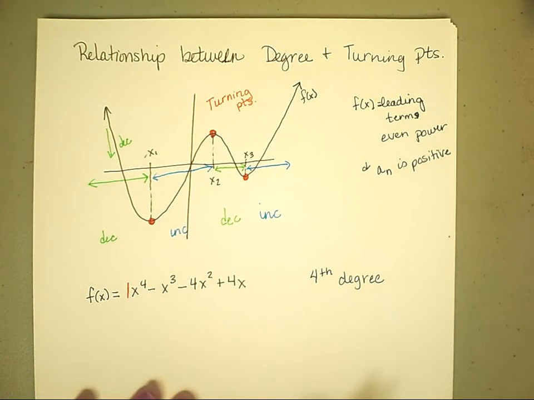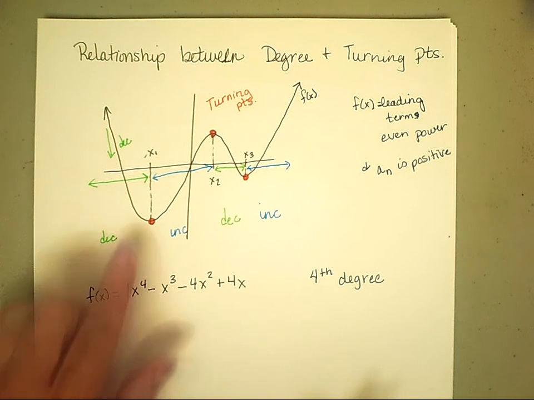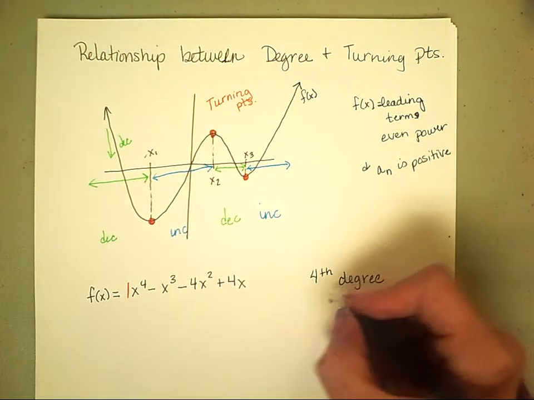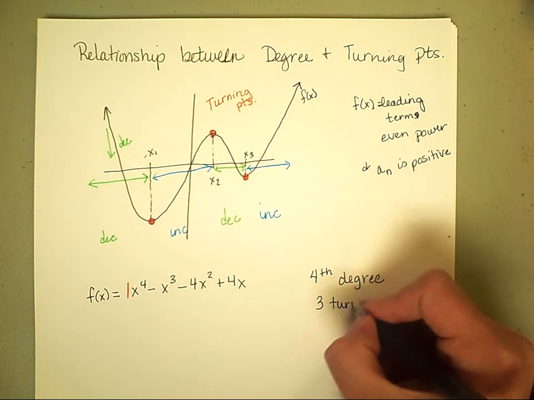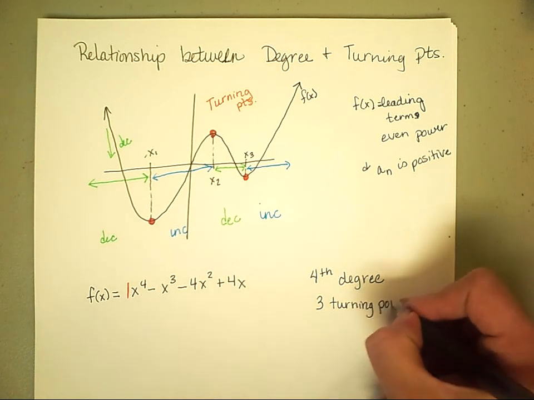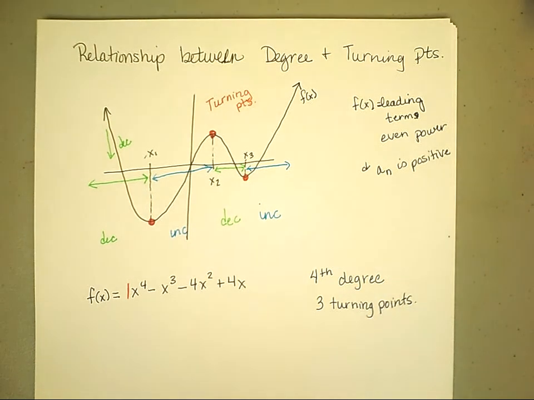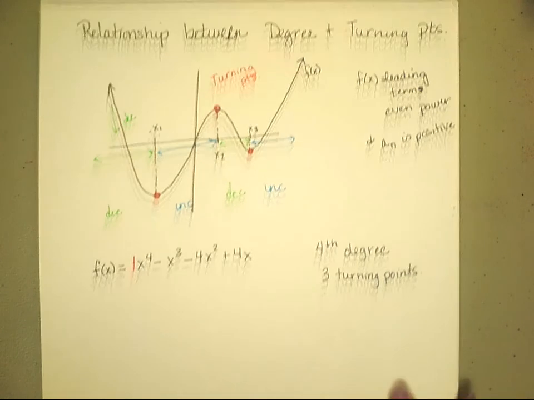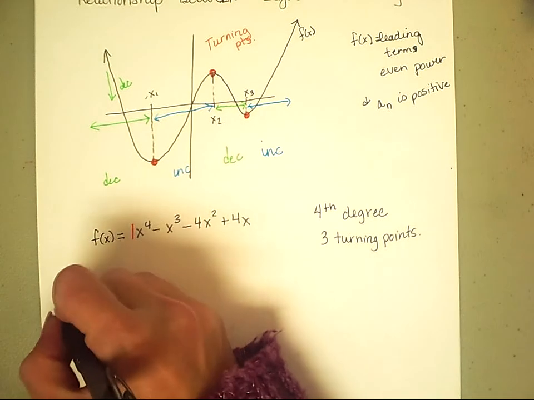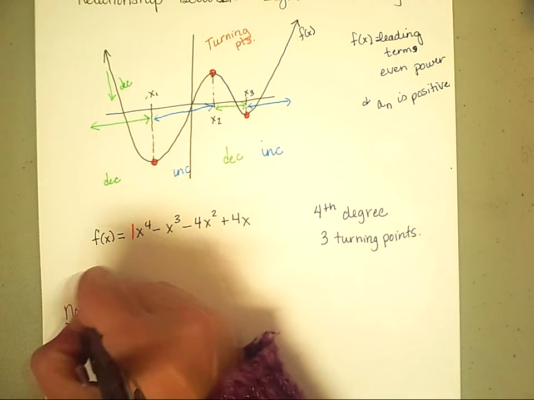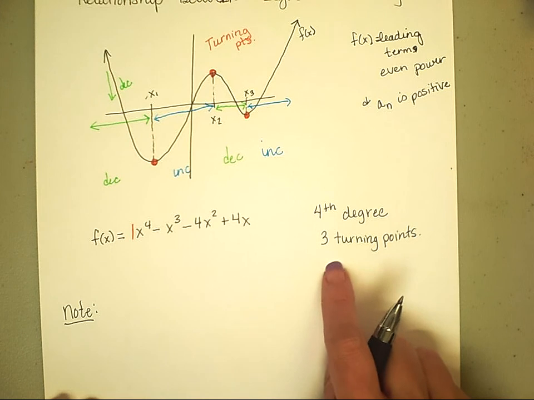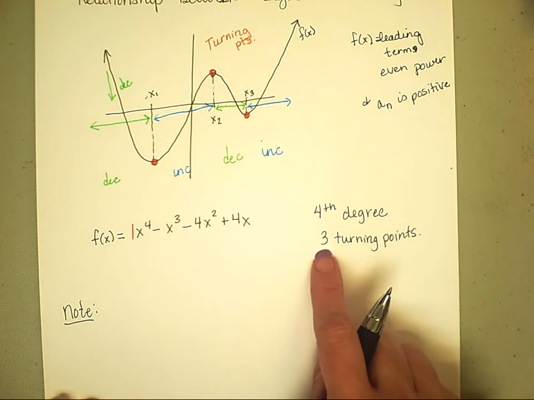And then I could ask myself, how many turning points does the 4th degree have? We see that it has 1, 2, 3 turning points. Now, it doesn't always have to occur that there are 3 turning points. But one thing that we should make note of is this: it could have fewer. It could have 2 turning points, or 1 turning point. It doesn't matter. But the important thing is that it can't have more than 3.